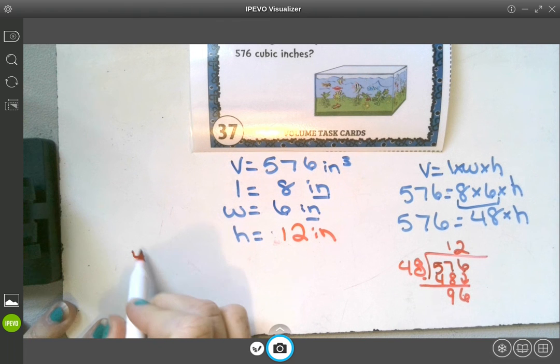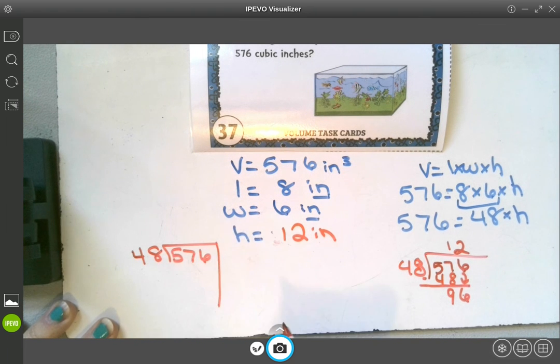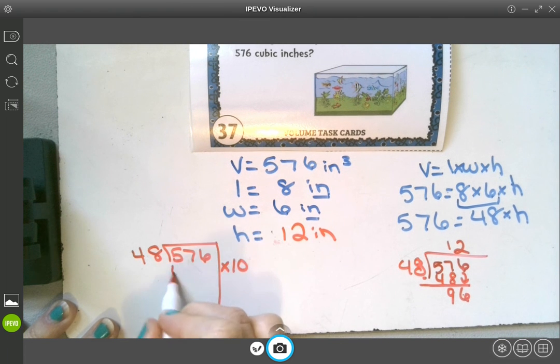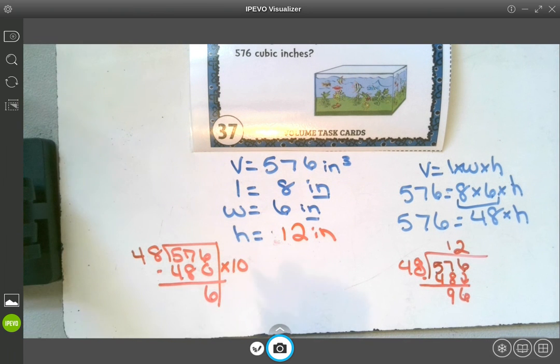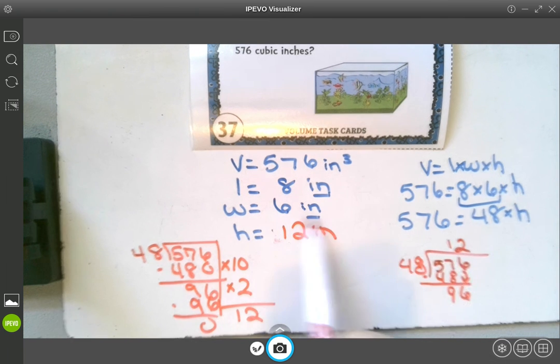I'm going to go ahead and show that to you using the Super 7 method as well. So I would probably notice right away that 48 times 10 equals 480. And then I would go ahead and subtract from there. Oops, sorry about that. And then I would say, okay, and then that multiplied by 2 gets me to 96. So either way, you're still going to come up with the same quotient. The quotient in this situation represents your height.